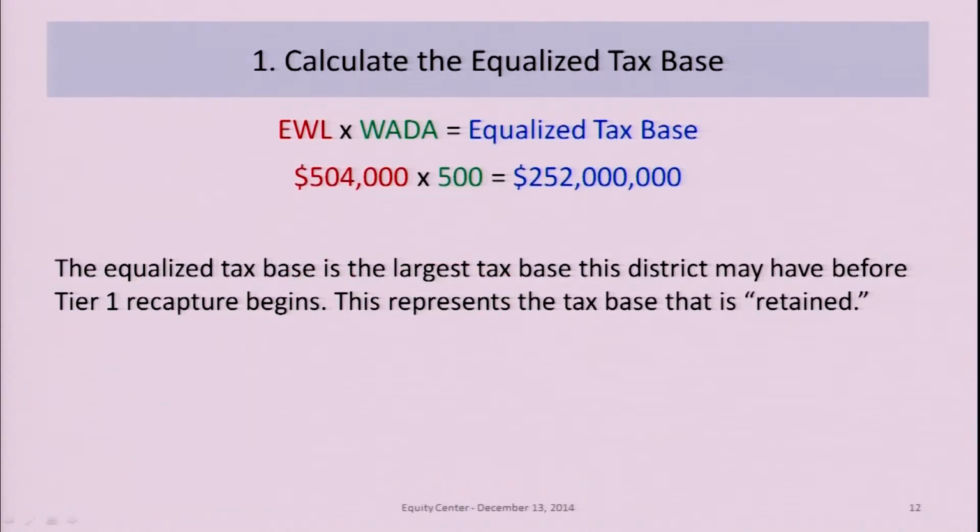Very simple process. You take the equalized wealth level, which is the wealth level that's the highest before recapture takes place. You multiply it by WADA to get an equalized tax base. That's the first step. That's the tax base that you could have without having recapture. And all of the taxes you collect on that value is retained by the district.